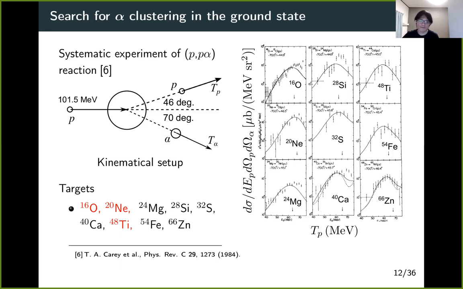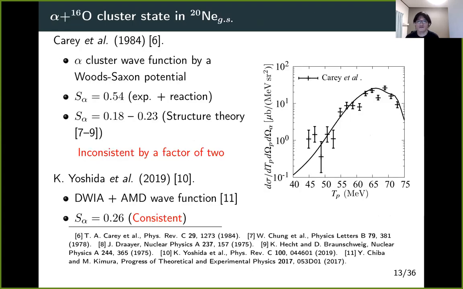I picked up these three, and I will show some results. The first thing is the neon 20 case. Here we expect an alpha plus oxygen 16 cluster state in the neon 20 ground state. As you see, the alpha and oxygen 16 both have a double magic nature, so it's not so strange to expect an alpha plus oxygen cluster state in neon 20.